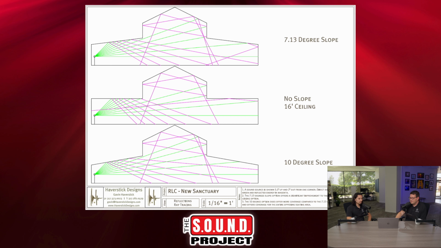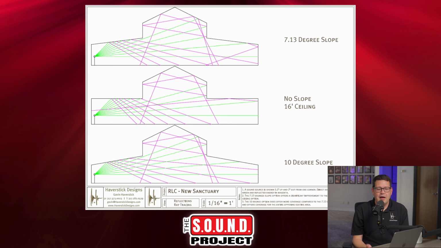We did a little early rudimentary ray tracing. This is more of a manual version. Now there are some automated programs that we use, but I did this in AutoCAD to show them the difference between a flat slope and a 10-degree slope or a 7.13 degree slope, which is what they ended up going with. With the flat one, you can see the source being on the left-hand side. This is the middle one that says no slope, 16-foot ceiling. Any sound that hits that, with angle of incidence equal to angle of reflection, just comes right back down. And you can see that those pink rays don't actually travel to the other side of the room very well.